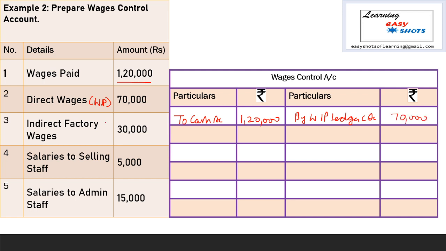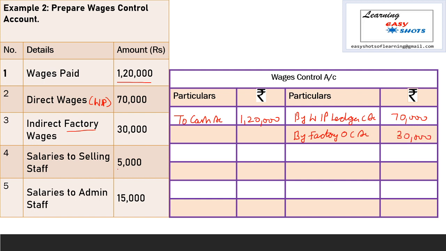Indirect wages are paid to factory workers. Now these are the workers who are not directly related with production. So we charge these wages to factory overhead, and the wages paid are 30,000. So on the credit side we write by factory overhead control account costing rupees 30,000.